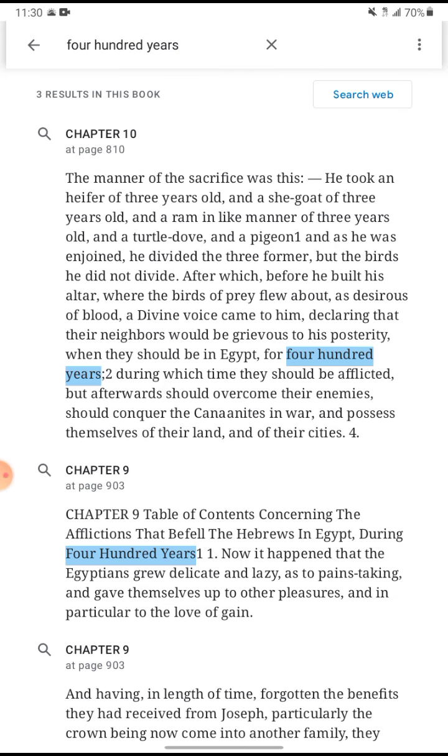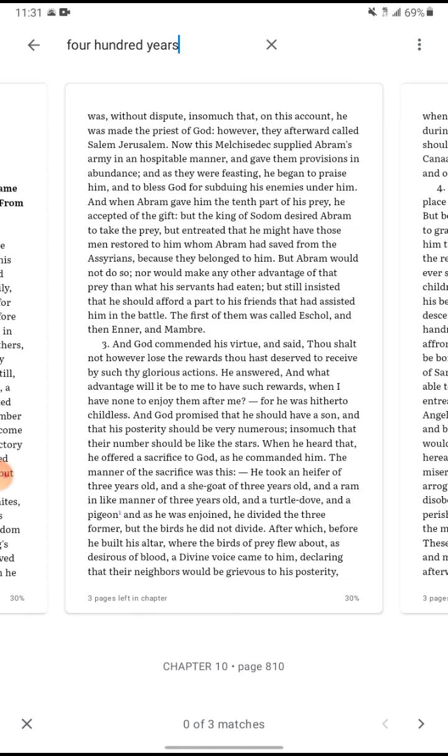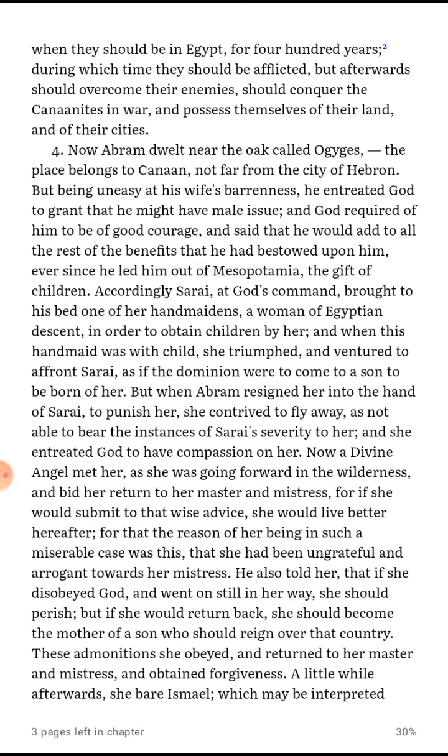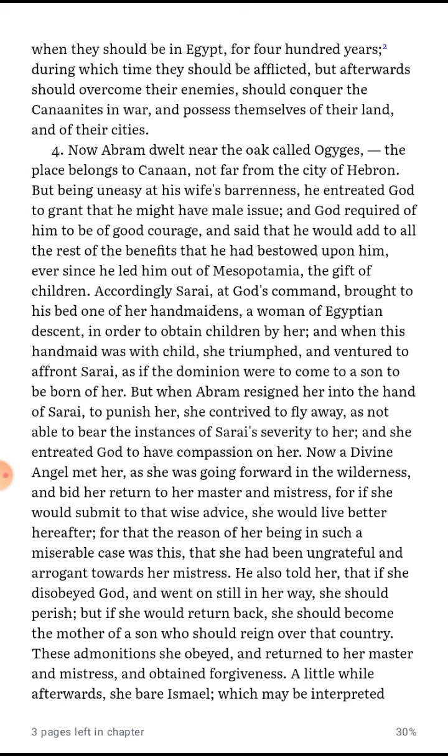So we can see what Josephus says when he recounts the story of Abraham. Okay, so here in chapter 10, verse 3, it says, "And after which he built this altar where the birds of prey flew about as desirous of blood. A divine voice came to him, declaring that their neighbors would be grievous to his posterity, when they should be in Egypt for 400 years, during which time they should be afflicted, but afterwards should overcome their enemies, should conquer the Canaanites in war and possess themselves of their land."